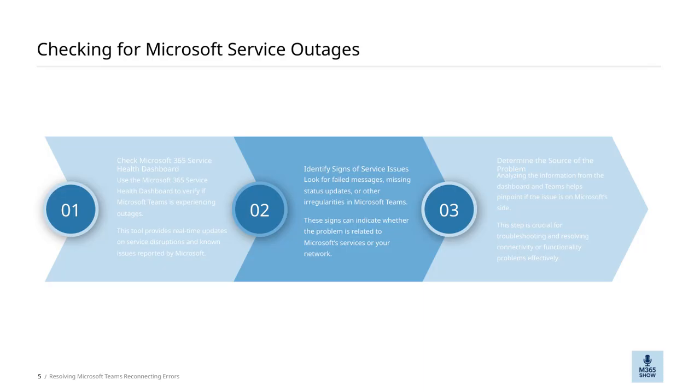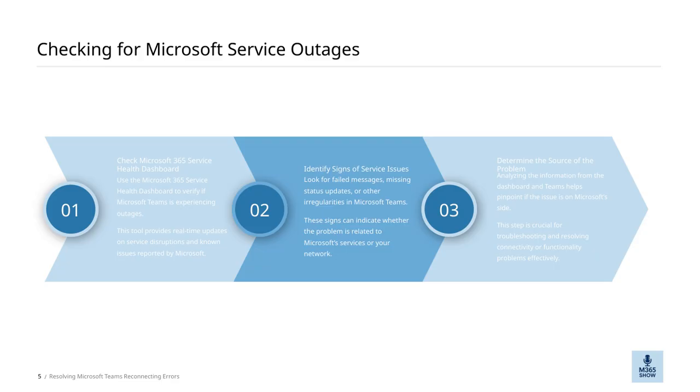Let's start by checking if there are any Microsoft service outages that could be affecting Teams. To do this, we use the Microsoft 365 Service Health Dashboard. This tool is really helpful because it provides real-time updates on any service disruptions or known issues that Microsoft might be experiencing. If there's an outage, it's usually reflected here, and knowing this can save us a lot of troubleshooting time.